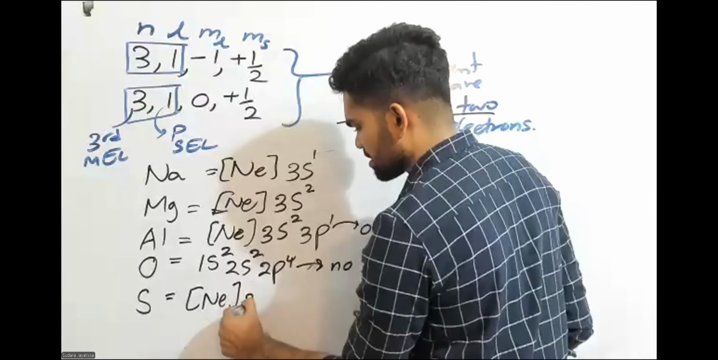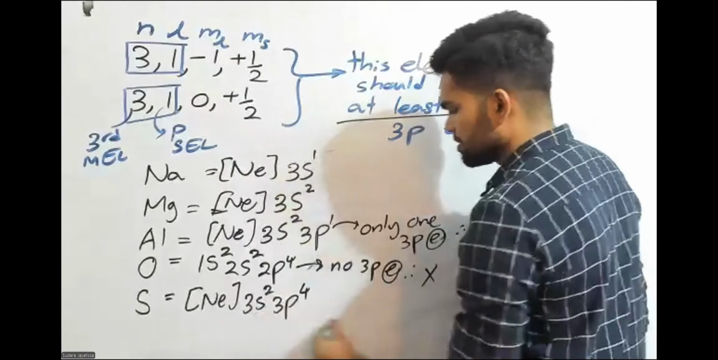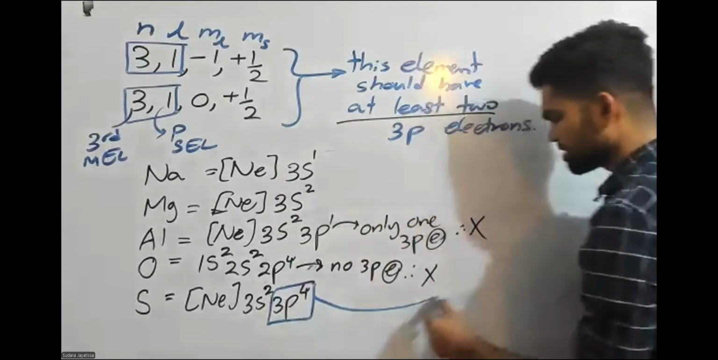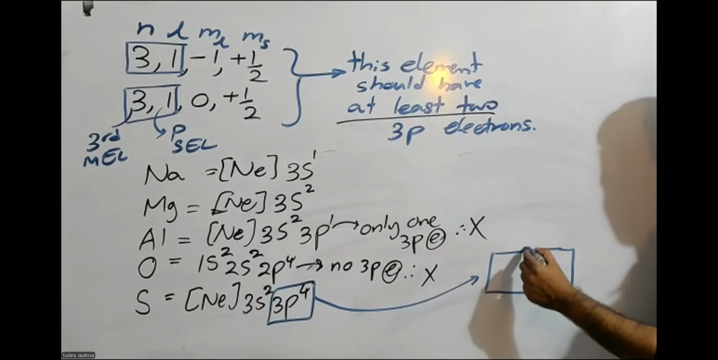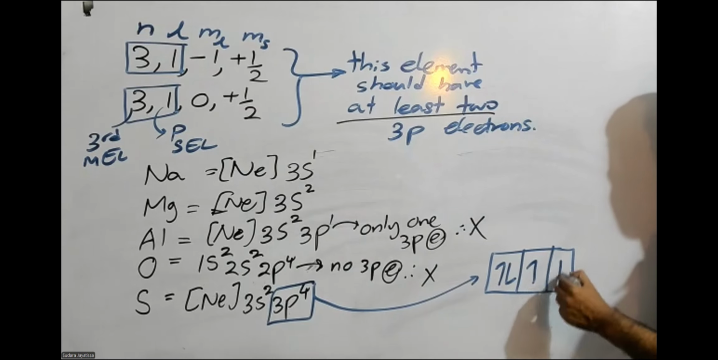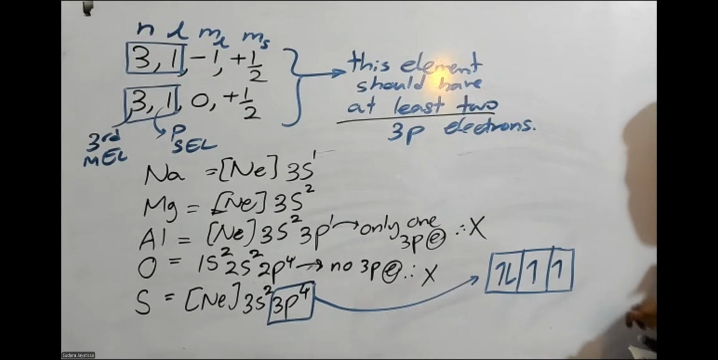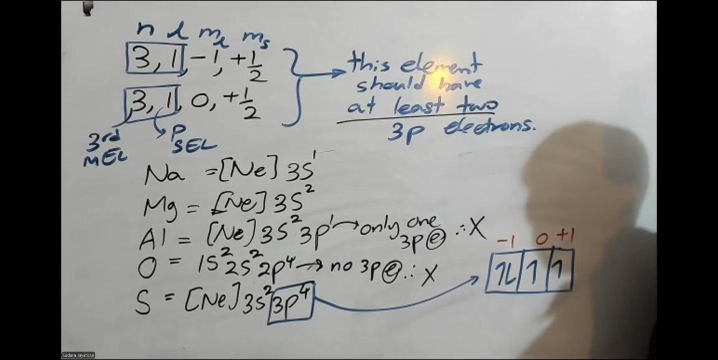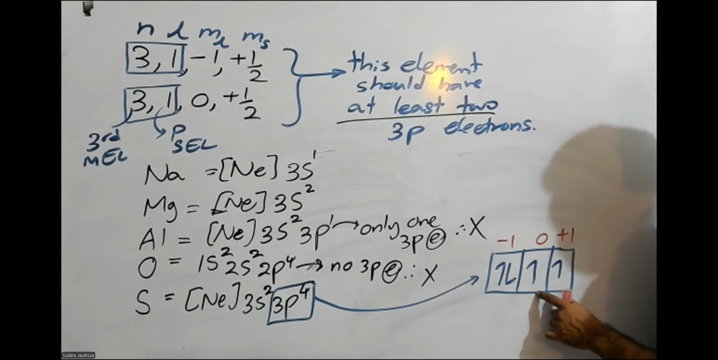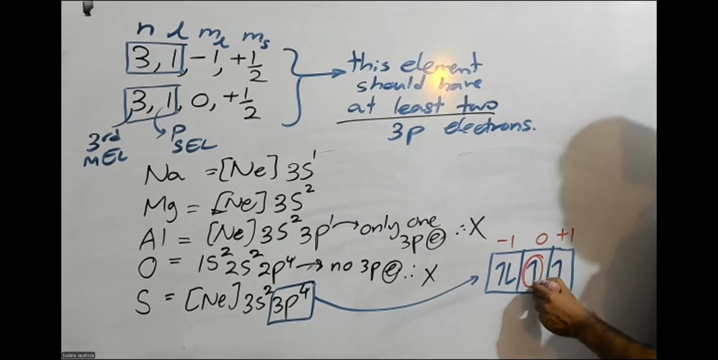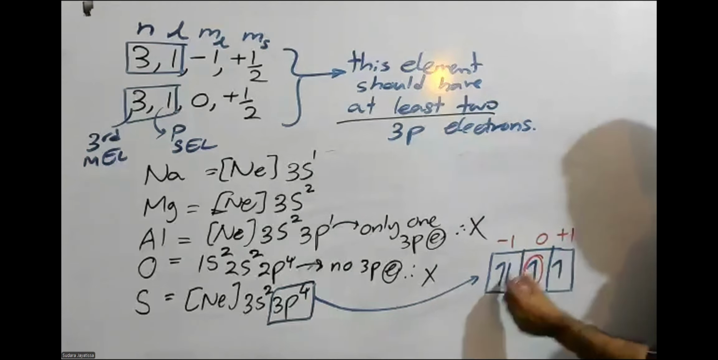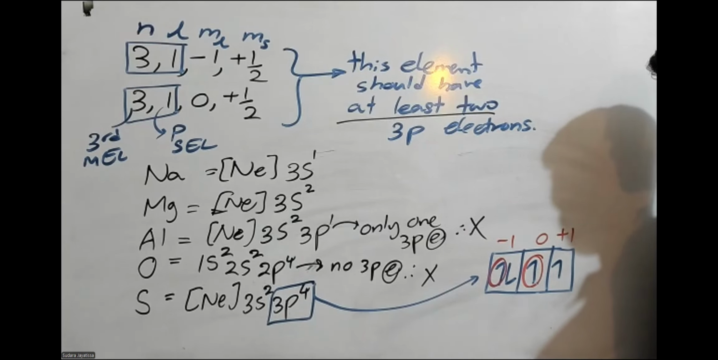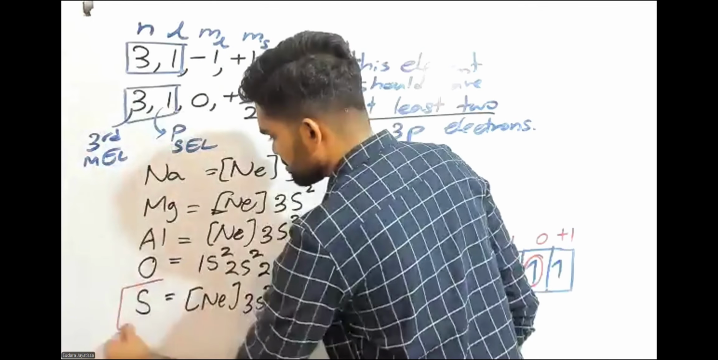Neon 3s2 3p4. So now it has 4 3p electrons, right? To show it in the orbital diagrams, this is how it is. If you label them as -1, 0, +1, now you can see what these two electrons are. If this is the 0th orbital, so the plus half, this electron, and then -1 plus half, these two electrons are the ones represented by the quantum set. Understood? Therefore our answer will be answer 5.